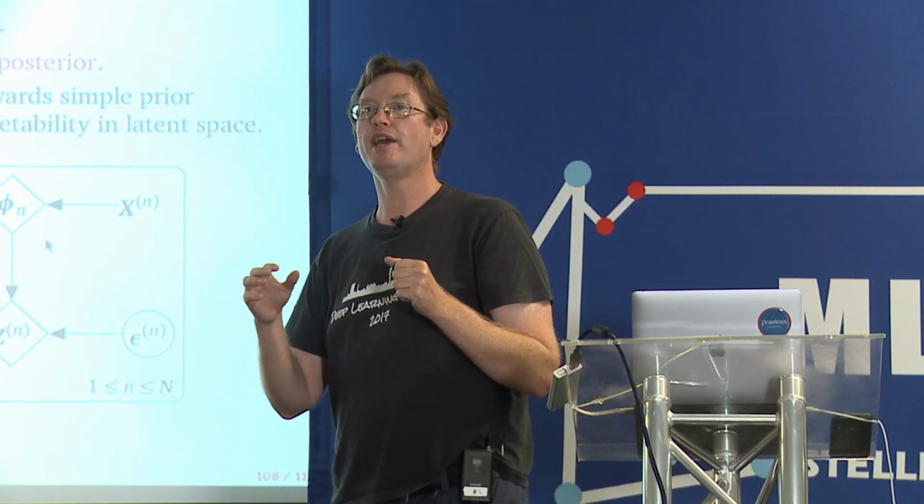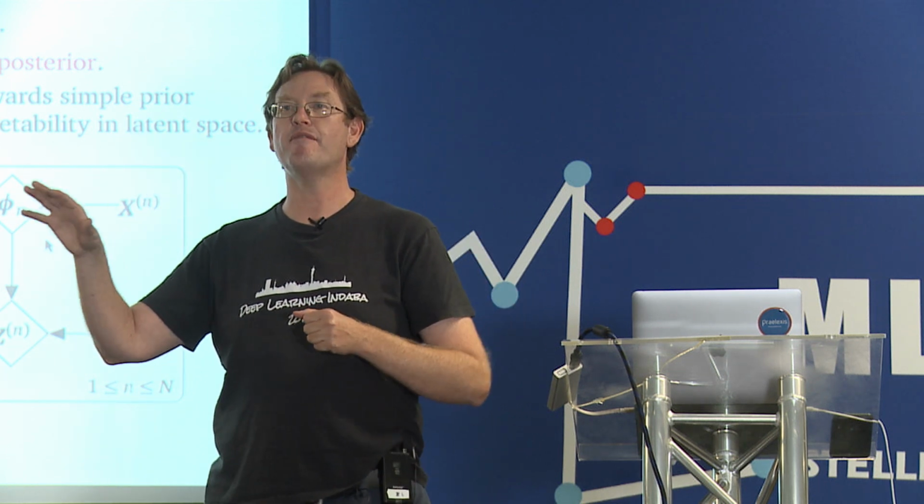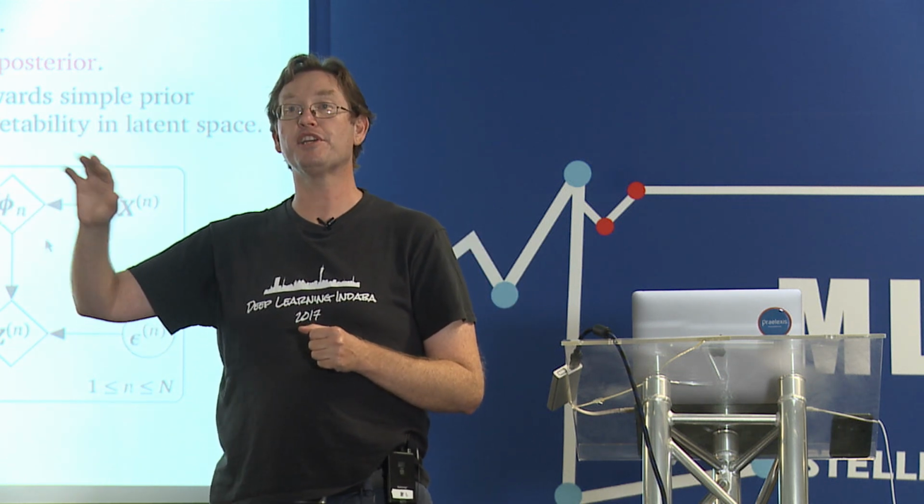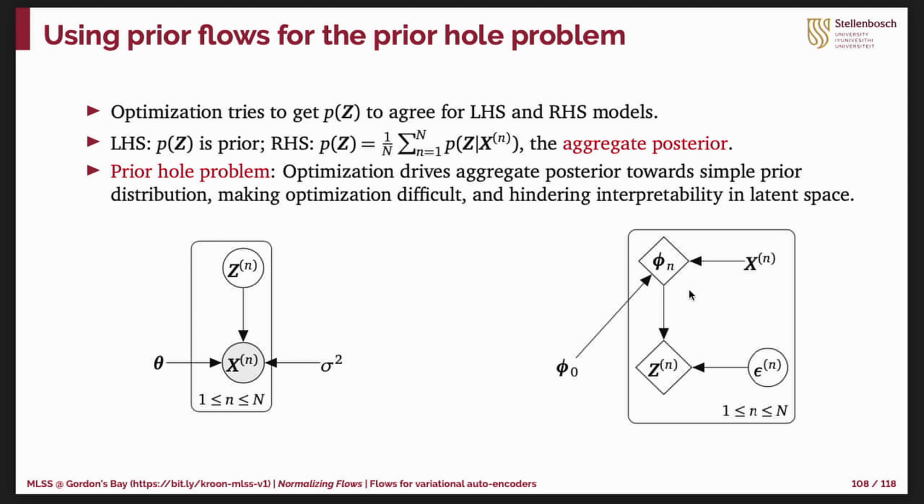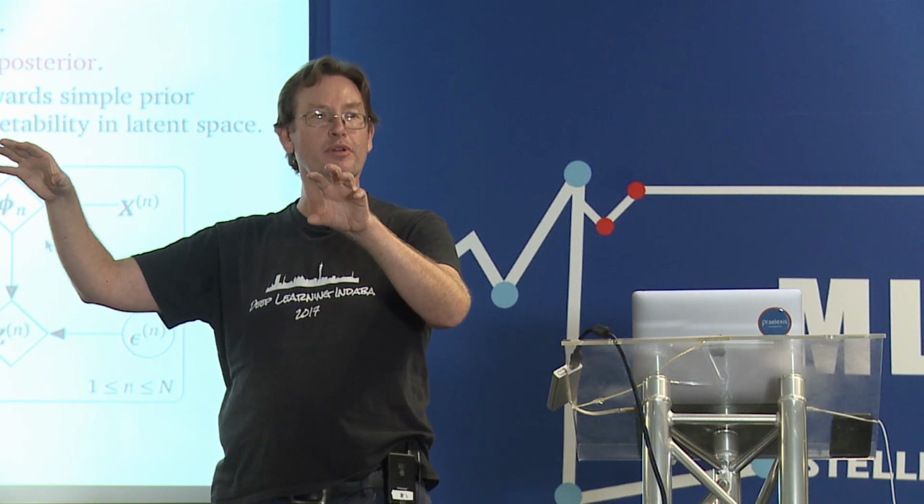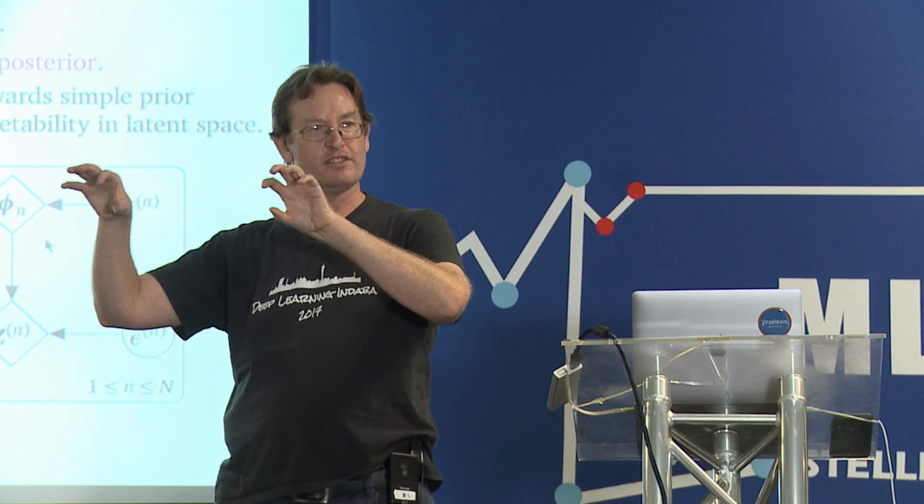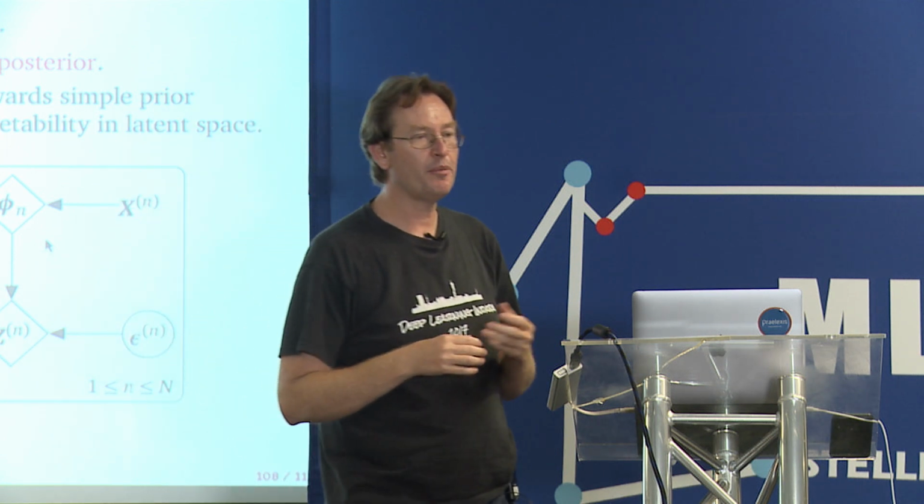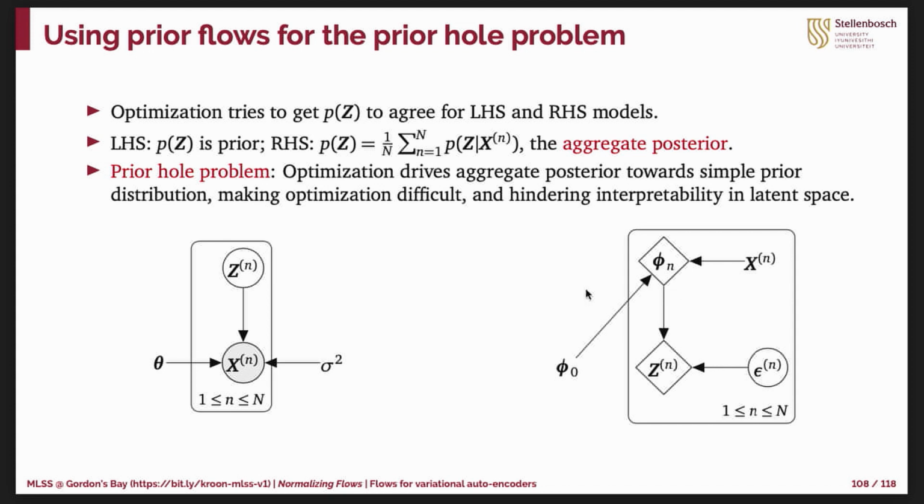So if you take what's called the aggregate posterior, this average true posterior or variational posterior that you're getting, and you compare it to the prior that you're specifying, your model, when you fit it, is going to try and make them look the same. So if you're saying, let's make the true posteriors complicated, but I'm going to keep my prior simple, you get a bit of conflict. Okay? And that leads to something called the prior hole problem, where optimization becomes difficult and latent space is less interpretable.